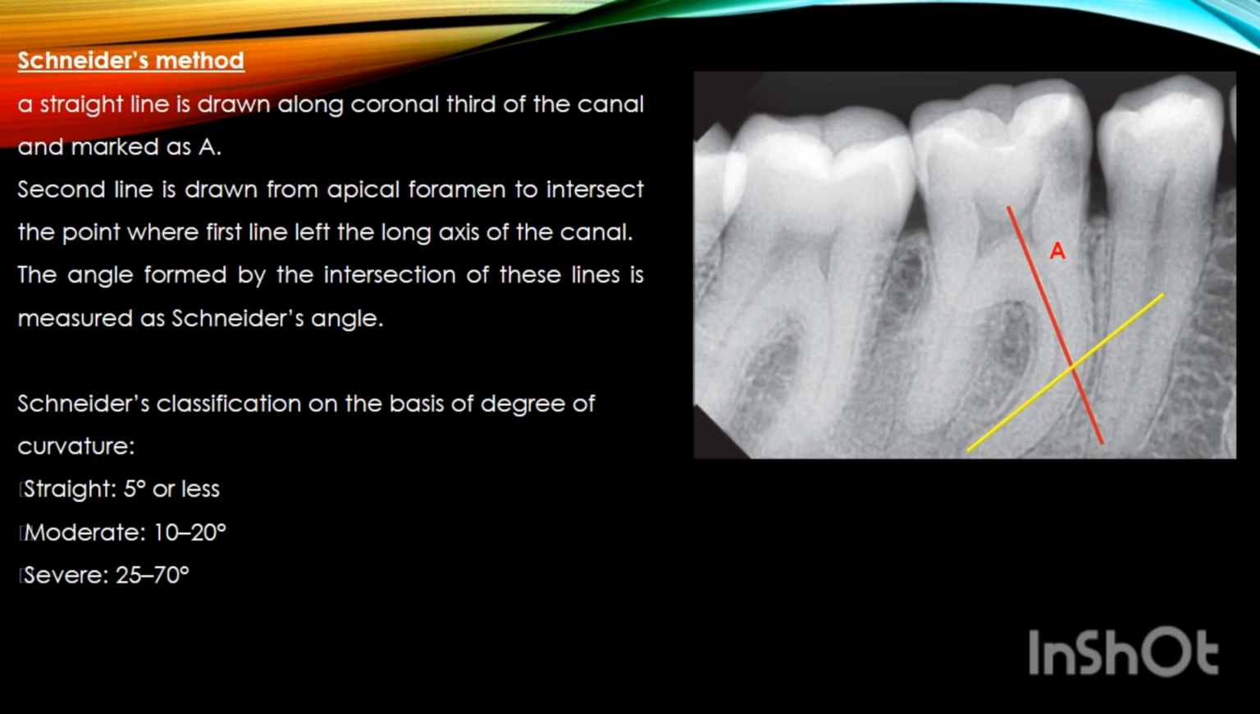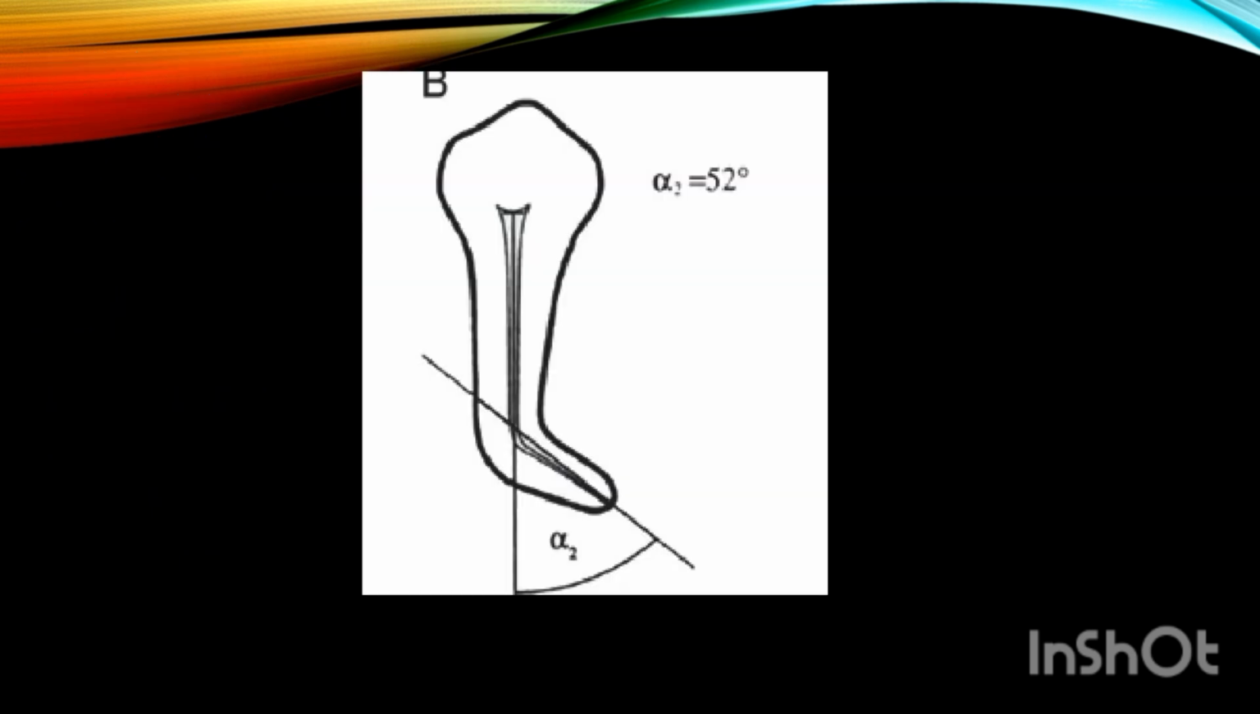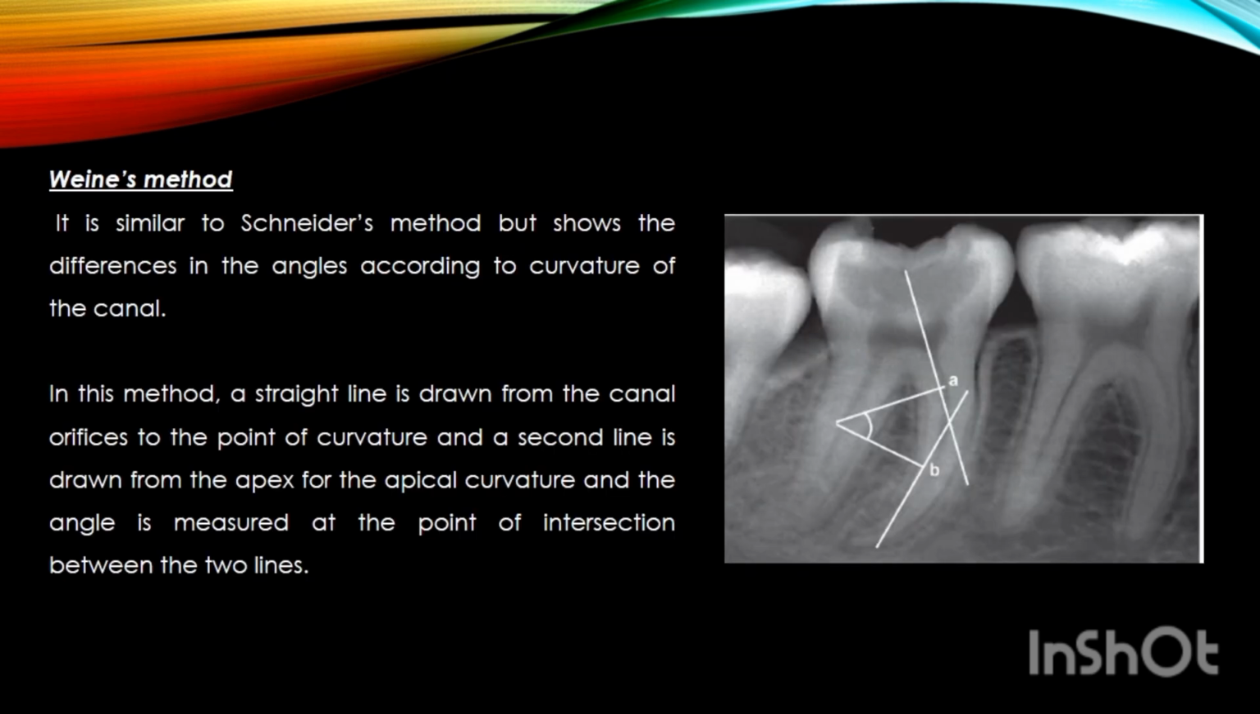In this, you first have to draw a straight line from the coronal third of the canal, and that will be marked as A, and the second line will be drawn from the apical foramen, exactly from the apical foramen. You should go in such a way that it will intersect the first line, and the angle formed in between will be considered the Schneider's angle. Less than 5 degrees is straight, 10 to 20 is moderate, more than 20 is a severe curve.